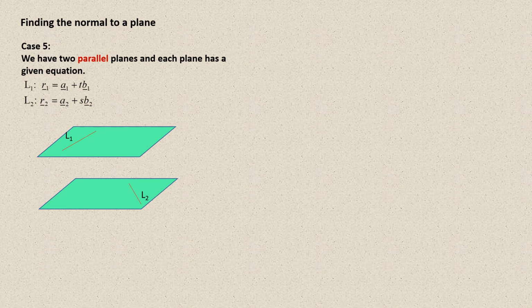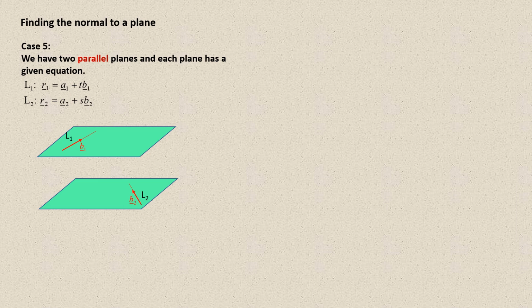Now, you are given two parallel planes, and each plane has an equation of a line. These lines are in the direction of B1 and B2. To find the normal, you need two vectors. The question now is, can we use these two vectors if they are in different planes? The planes are parallel. Can we use them? The answer is yes, if the planes are parallel.